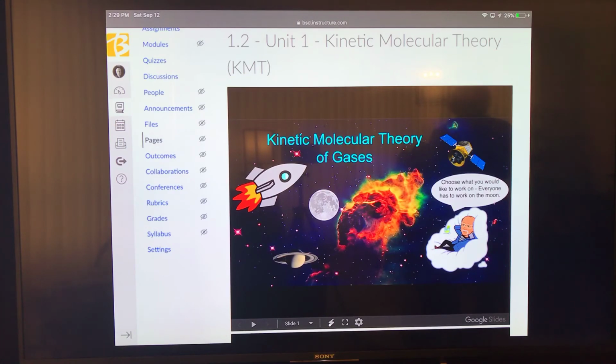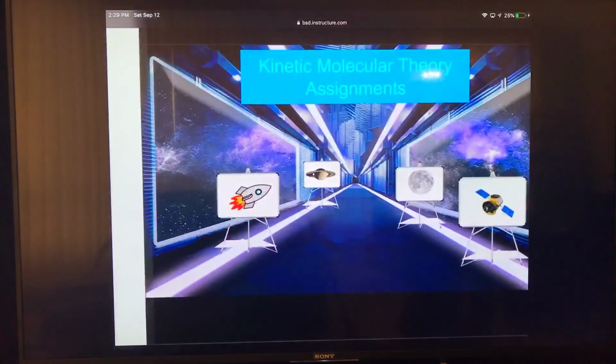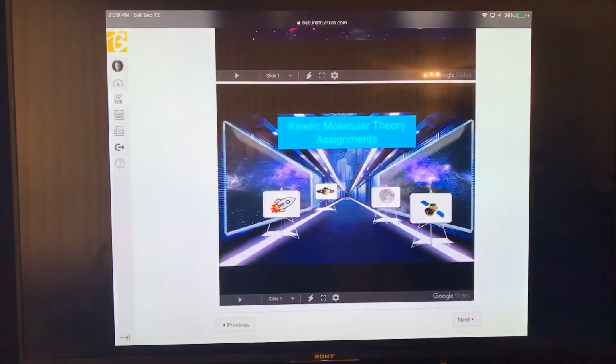All right? So you should have done the assignments on kinetic molecular theory. There's a rocket ship and Saturn and a moon. Everybody's required to do the moon, okay? And then the satellite. There's only 4 of them. So that's not a big, huge thing for you to work on.